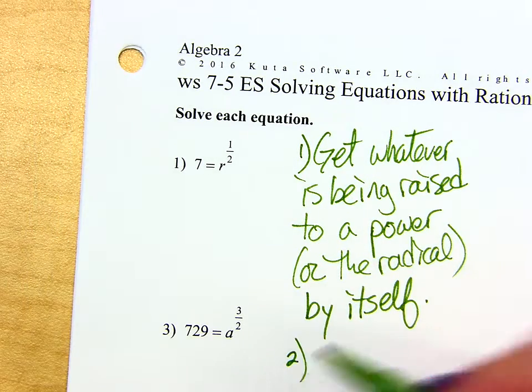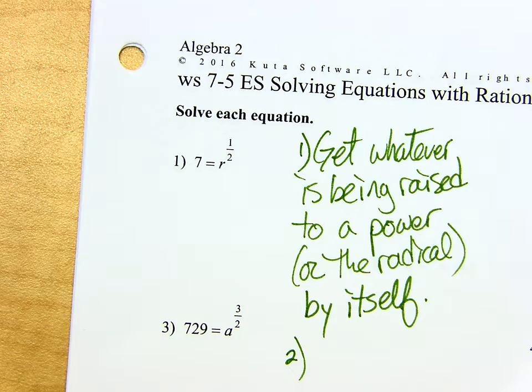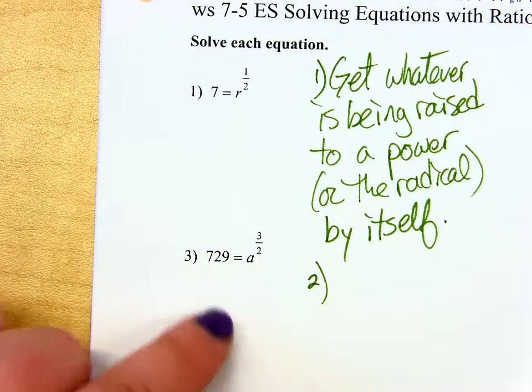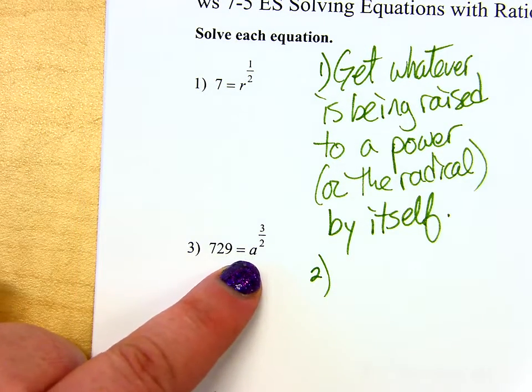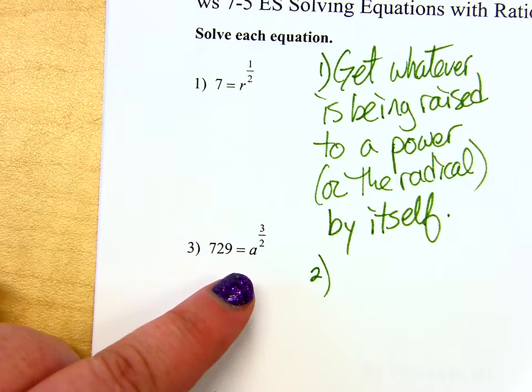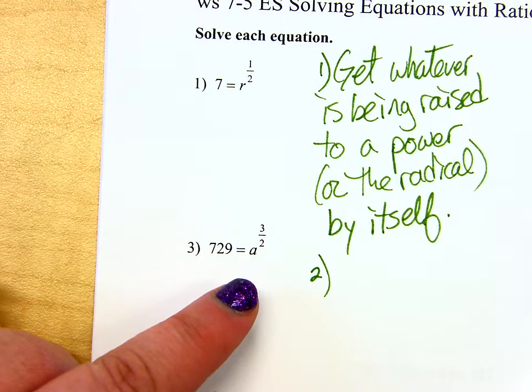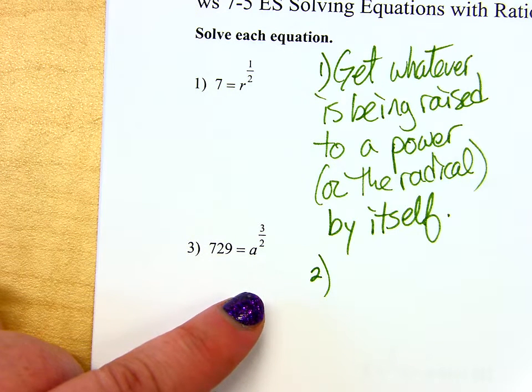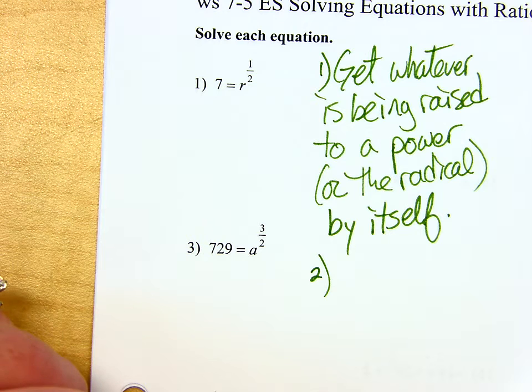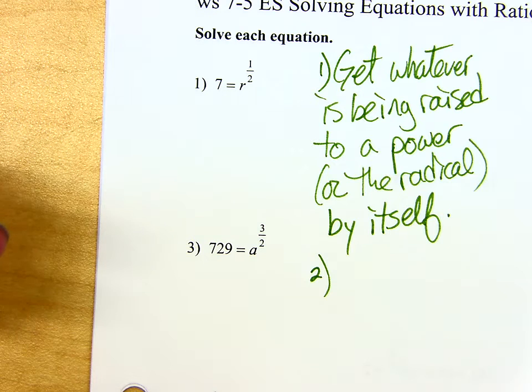Once I do that, let's just look at number 3, for example, because that's already done. The thing being raised to the exponent is already by itself. I want to solve for a, right? I want to figure out what a is. So how do I undo raising something to the 3/2 power? Well, that's how I would undo something that's being squared, right? If I have a squared, to get a, I take the square root, right?